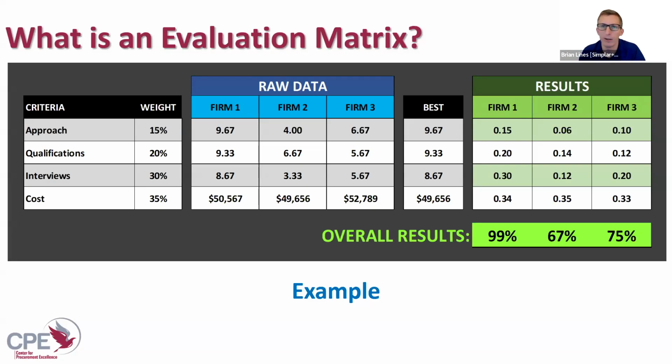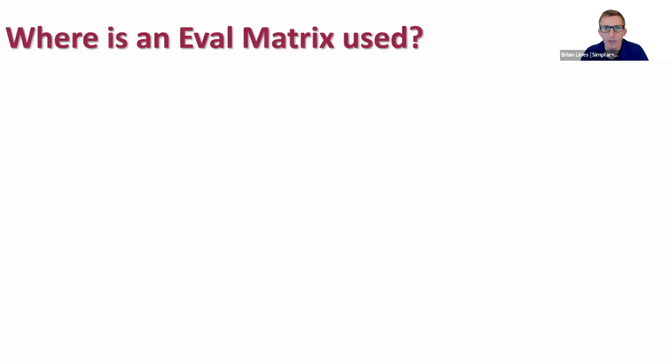But I do know that there are procurement groups out there for various reasons that just aren't quite as involved with the evaluation matrix piece. But we think it's a valuable and important tool to have in your toolbox and skill set as a procurement professional. At least that's what we think here at CPE. So where is a matrix like this used?